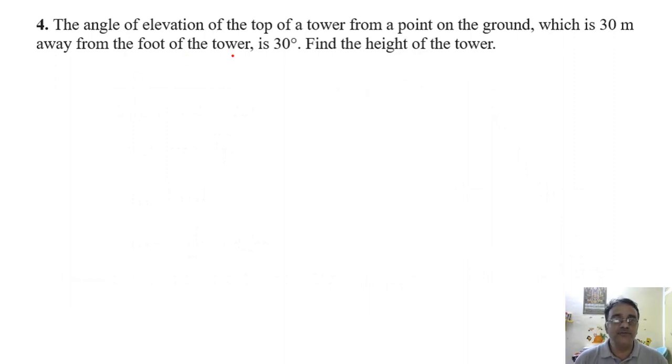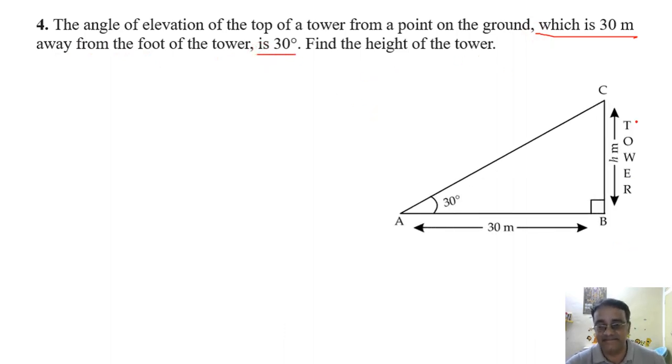The angle of elevation of the top of a tower from a point on the ground which is 30 meter away from the foot of the tower is 30 degree. Find the height of the tower. So let BC be the height of the tower. Let it be equal to h meter, and this is the point of observation, and the distance of this point from the foot of the tower is 30 meter. So with respect to this angle, this side is opposite, and what about this side? Adjacent. And which trigonometric ratio belongs to these two? Tan theta, right?